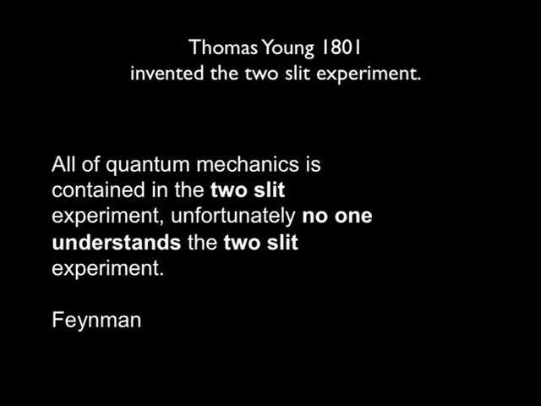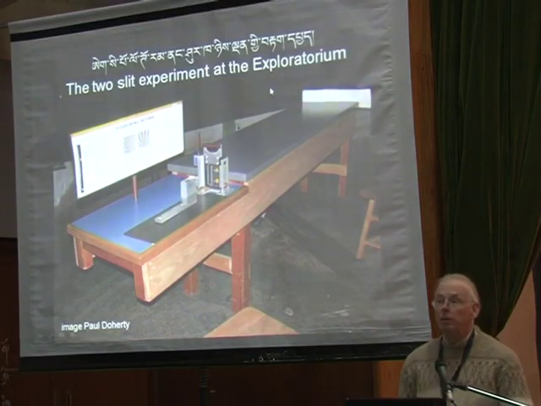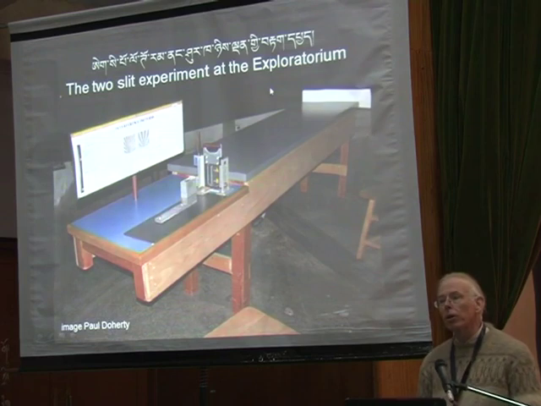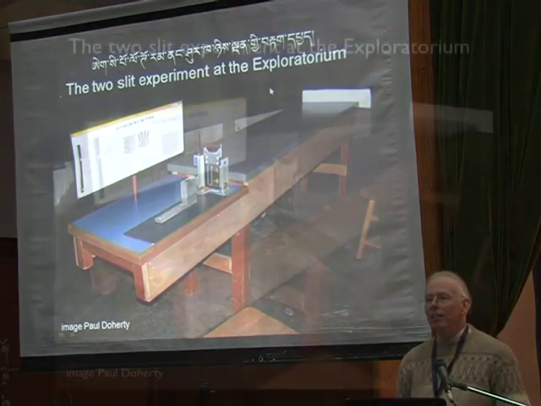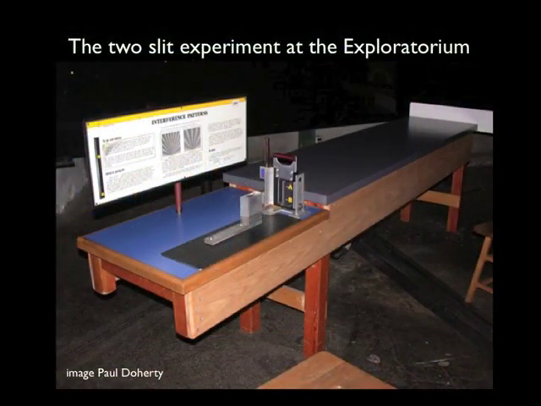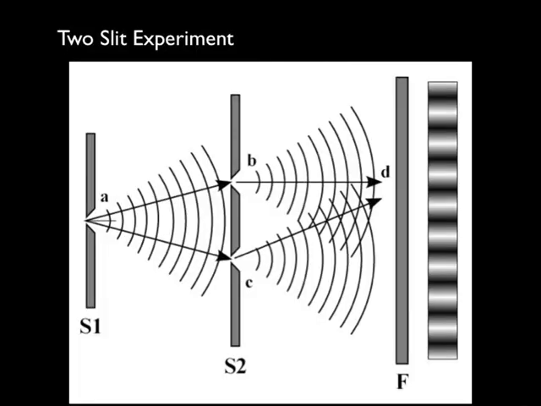Unfortunately, no one understands the 2-slit experiment. And we heard that mentioned earlier today. Here's the 2-slit experiment at the museum I work at, the Exploratorium. It's not esoteric. You can do it. And what happens is, if you put a laser through a slit and have it pass through 2 slits, the light makes a pattern on the wall.